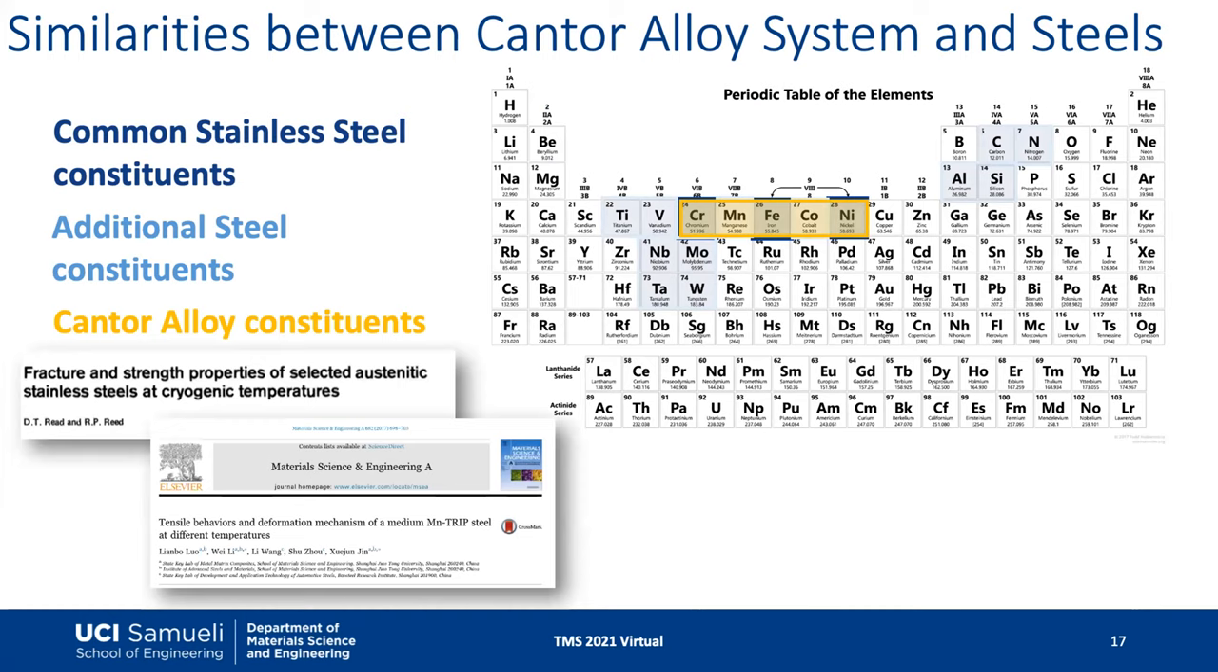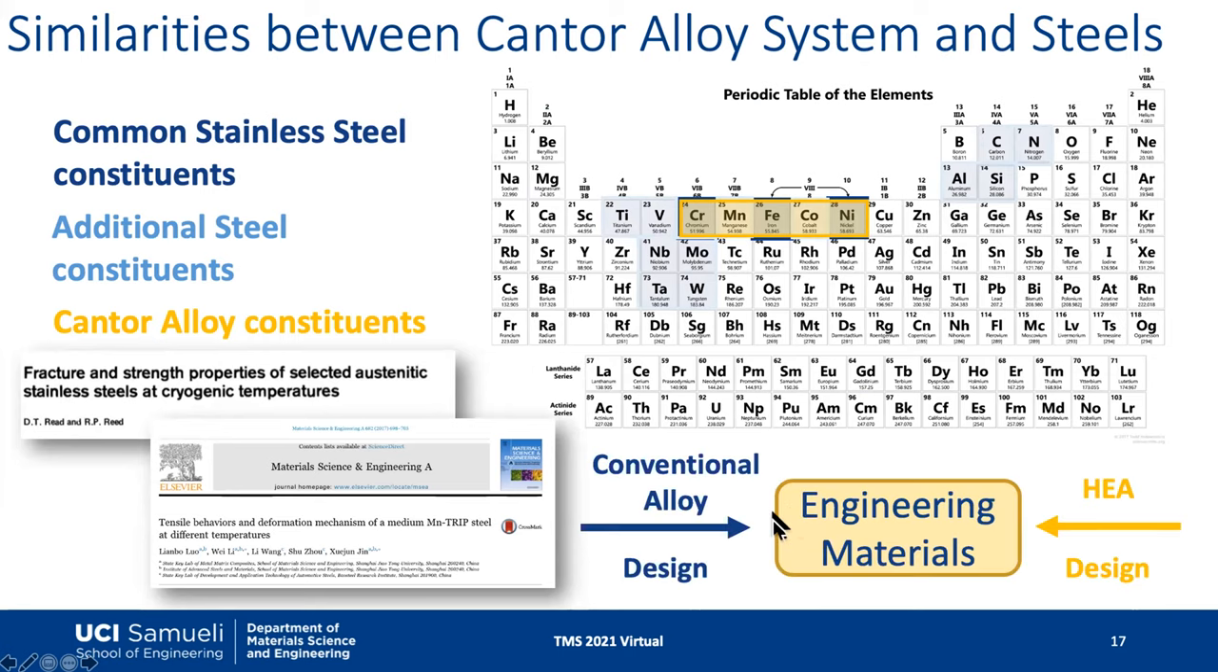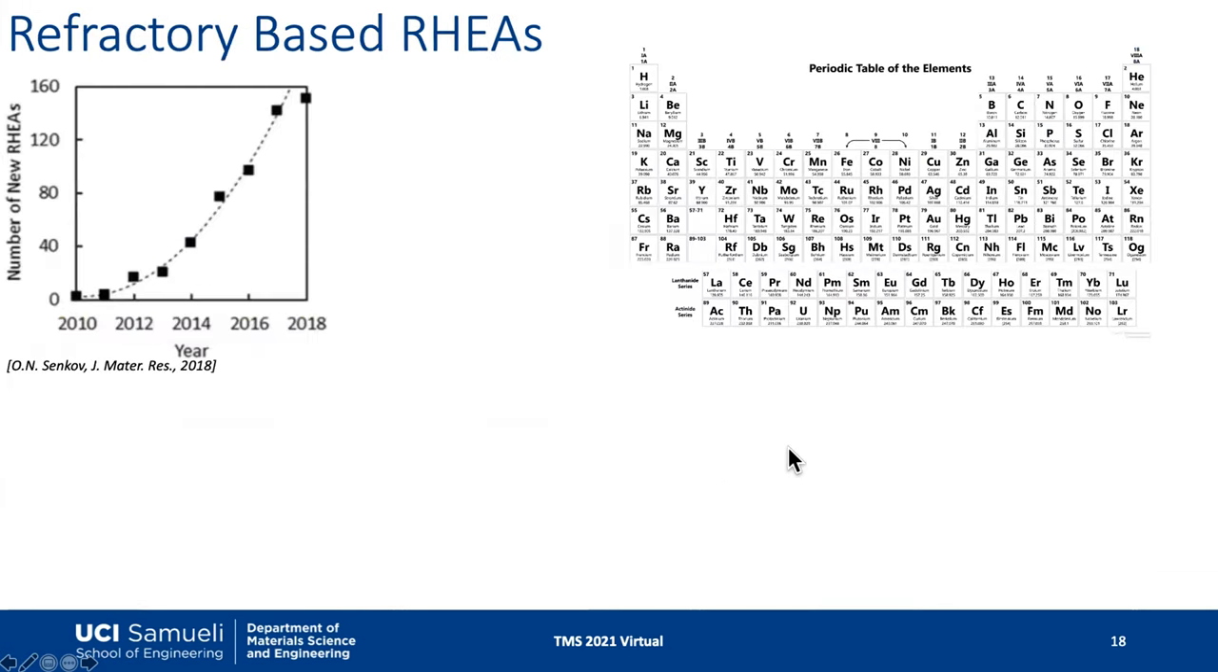A paper on the cryogenic behavior of stainless steels, just like the Cantor alloy, and a paper on manganese additions to control TRIP behavior in steels also appeared in the literature recently, validating that the HEA is really not a new class of materials, but opens up the opportunity for designing materials, engineering materials by these new paradigms.